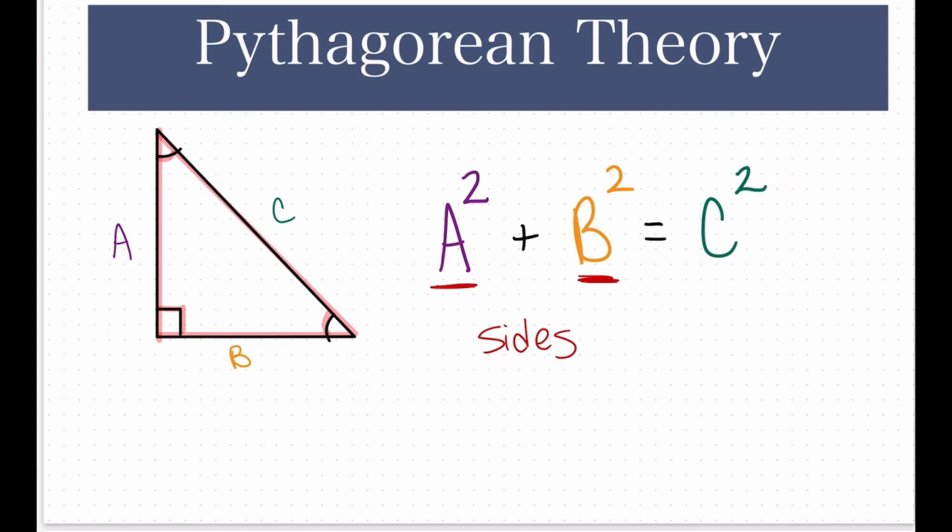So these two can be exchanged. It doesn't matter when you put them into the equation because we're adding them up and it will essentially be the same thing. But you must always remember that the c has to go on this side of the equation. If not, then the whole thing is wrong.